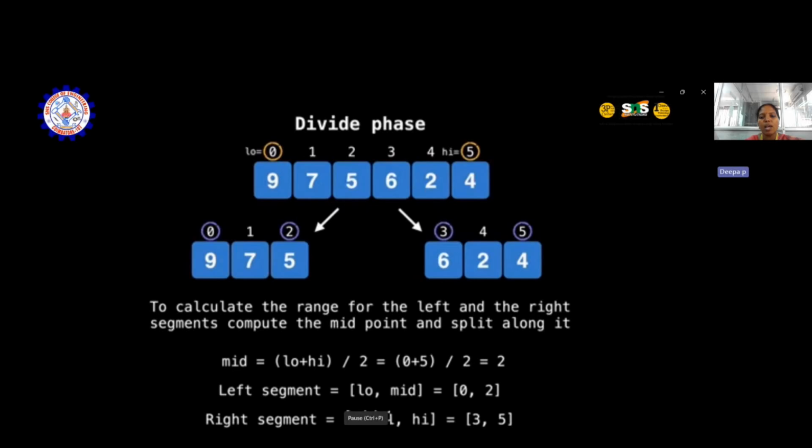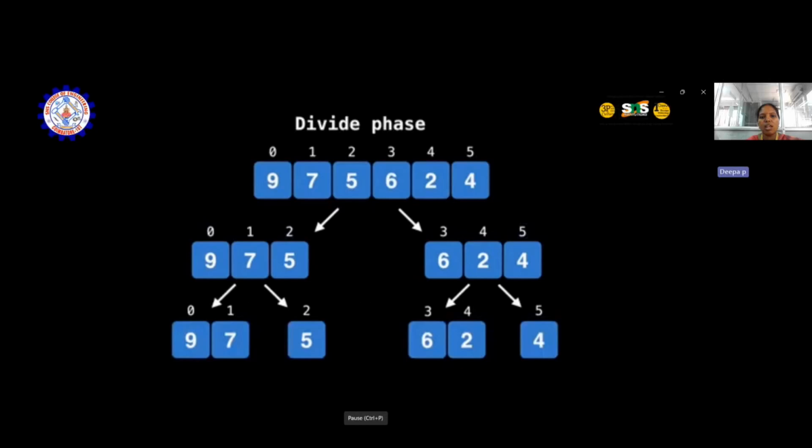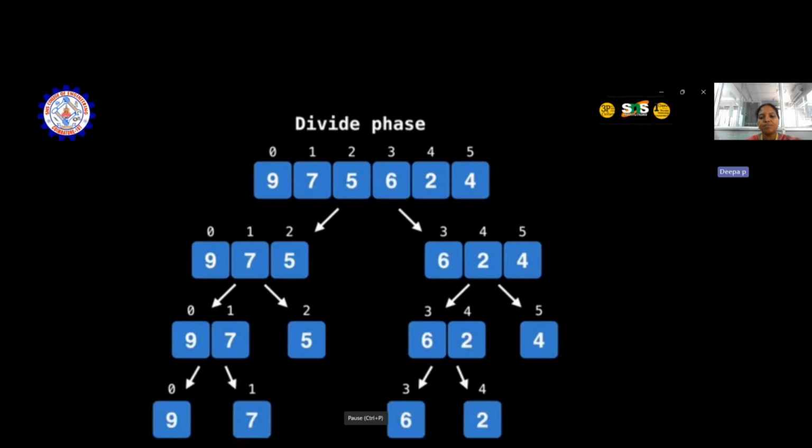The formula is given by the mid value, left segment, and right segment of an array. The mid is calculated as the lowest value plus the highest value, divided by 2, in the given array. The left segment is lowest value, comma, mid value. The right segment is mid value to highest value. The divided pieces have to be in smaller sub-parts of an array.